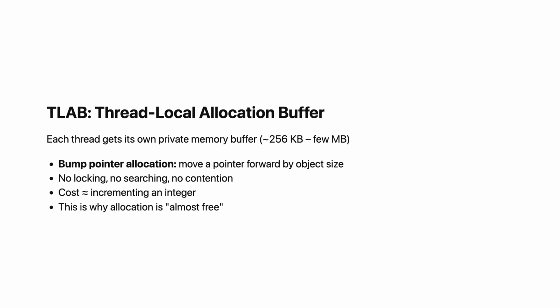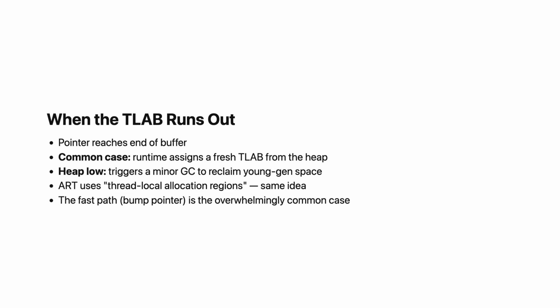On Android's ART runtime, the mechanism is similar. ART uses what it calls thread local allocation regions, which serve the same purpose. Each thread gets a private buffer. Bump pointer allocation happens inside it, and when the region fills up, the runtime allocates a new one or triggers a GC if needed. The key takeaway is this: the common case, the fast path, is incredibly cheap. It is only when the system runs low on memory that things get interesting.